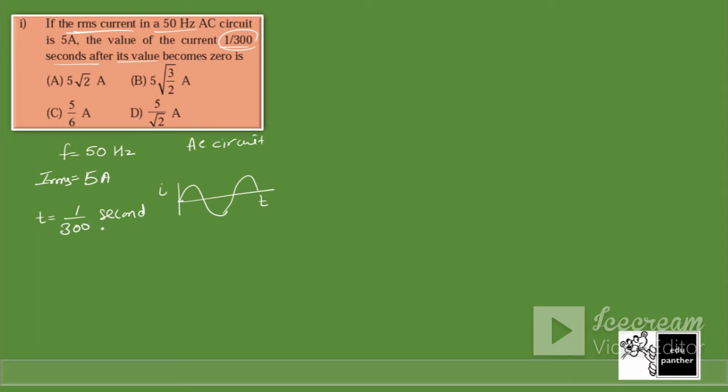Now the formula is simply I is equal to I0 sin omega t. I0 is the peak value, and we have this RMS value. The relation between RMS value and peak value is I RMS equals I0 by √2. So your I0 will be simply √2 times I RMS, and √2 times I RMS is 5 ampere. So this will be 5 √2 sin omega t. Omega is nothing but 2 pi f.